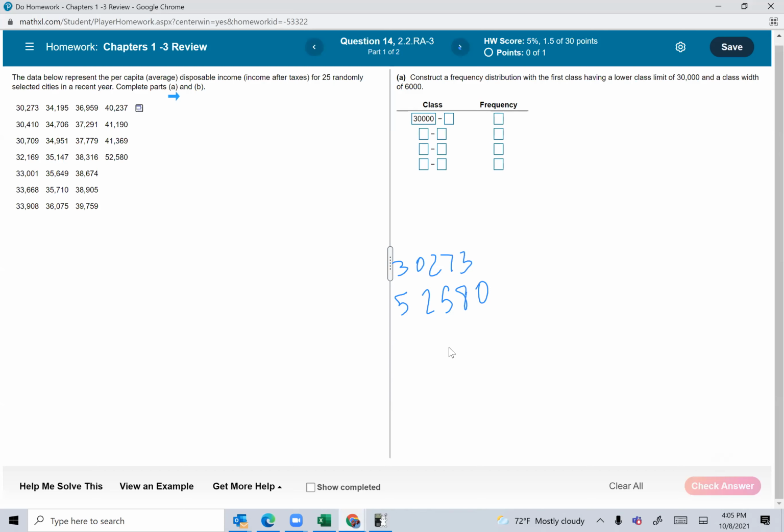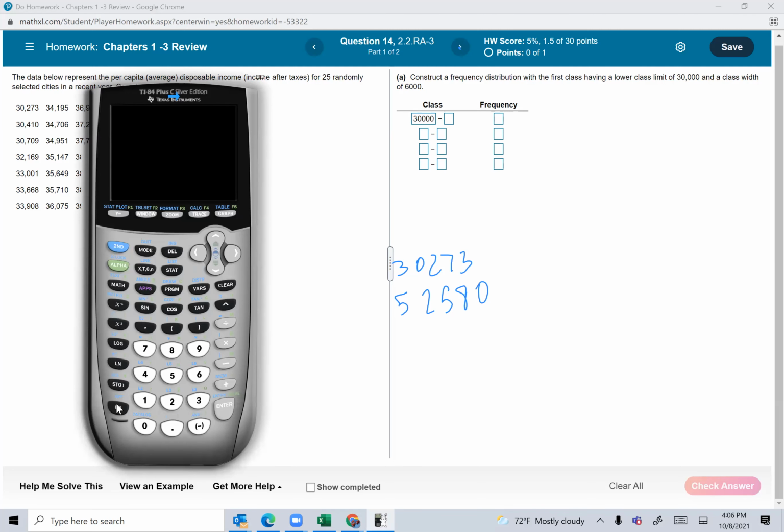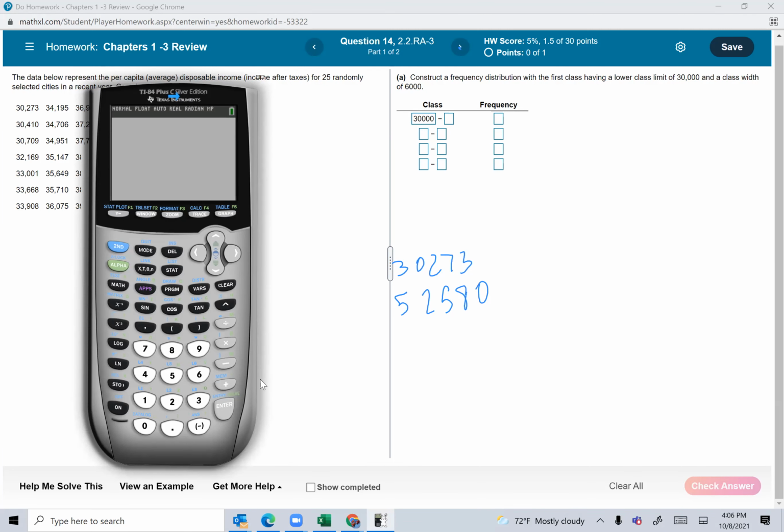All right, guys. Here's how you figure out the class width. We got the largest value and the smallest value. My calculator is up here. I turn it on and find the range, the difference between the largest and the smallest: 52,580 minus 30,273. Enter. Okay. He wants 4 classes.